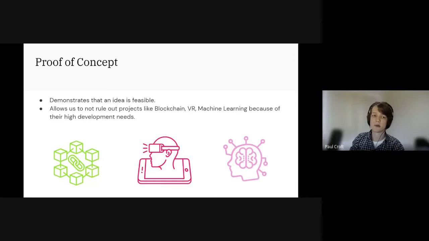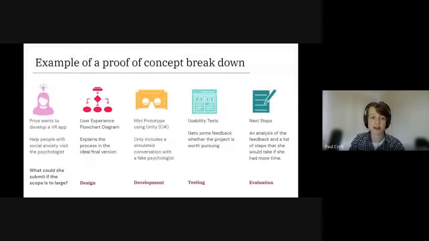And as we go through with our tech tutorials, you're going to see some examples of how a proof of concept like that might work. But just one really quickly one I'm going to show you here is I've got a student, Priya, who wants to make a VR app. Making a VR app on Unity, that's a lot of work that would go into that to get it to a finished state. However, if we're just looking at it as a proof of concept, she's going, I really want this app to help people with social anxiety be able to visit a psychologist when they can't leave the house. So that's what she's trying to work on.